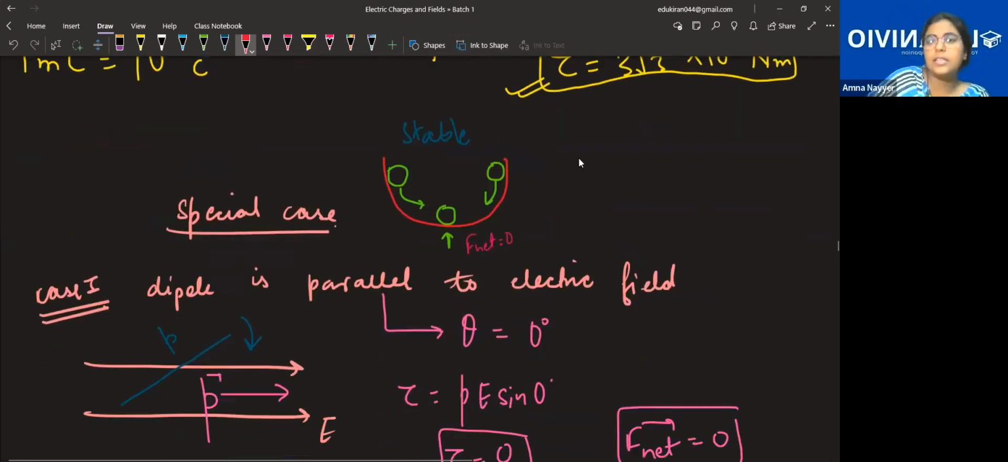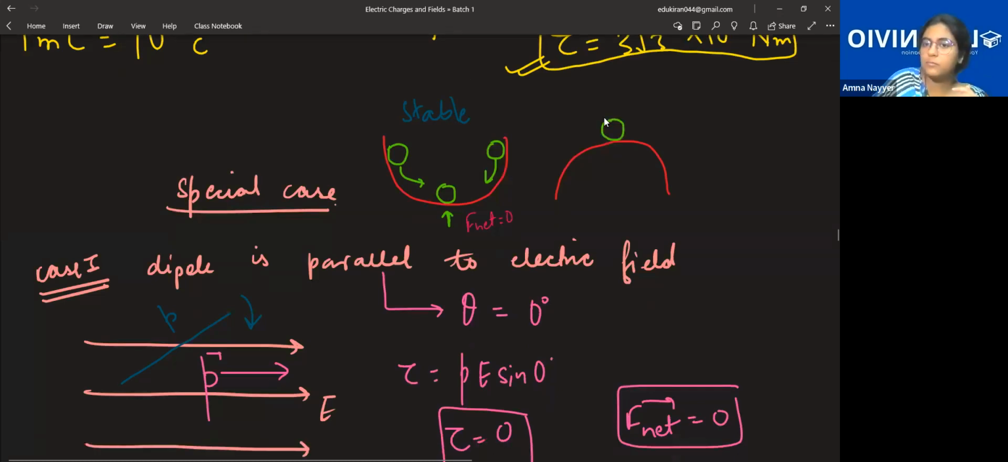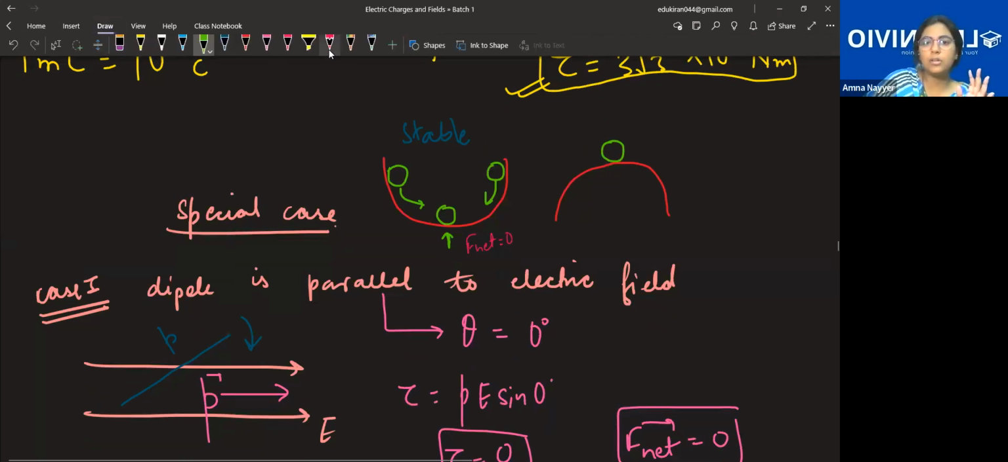Now pay attention. Suppose I have inverted the bowl, the same bowl, and kept it like this. Now I have the ball kept here. Fine. This is an equilibrium. The net force here is also 0. See, F net is 0 here also.